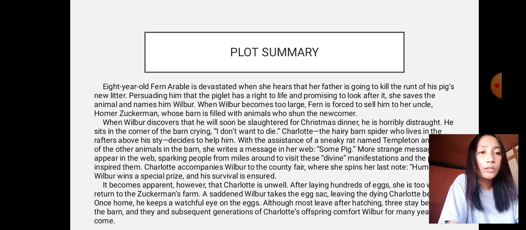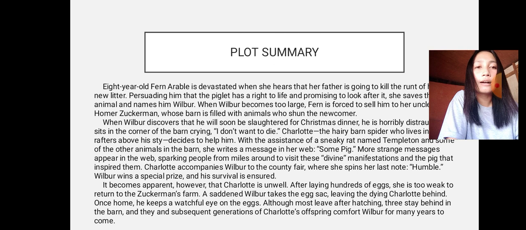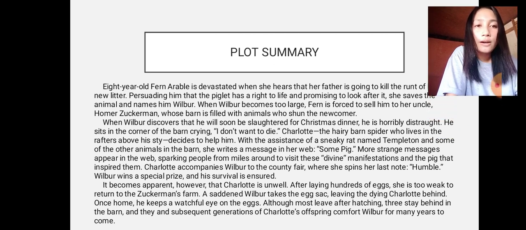When Wilbur becomes too large, Fern is forced to sell him to her uncle, Homer Zuckerman, whose barn is filled with animals who shun the newcomer. When Wilbur discovers that he will soon be slaughtered for Christmas dinner, he is horribly distraught. He sits in the corner of the barn crying, "I don't want to die, Charlotte."